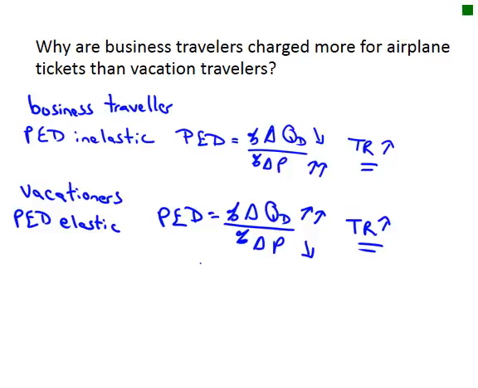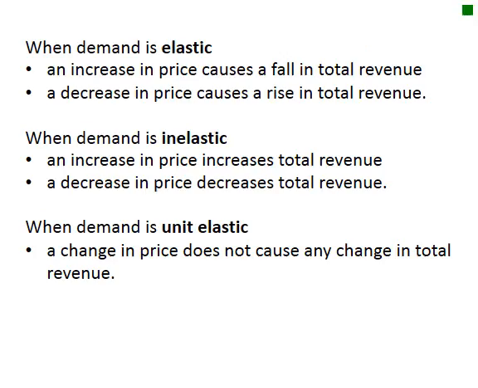So this is why you tend to see this form of price discrimination, which we'll look at later on in microeconomics. But again, it is increasing total revenue.